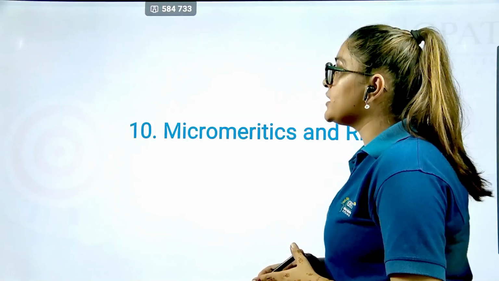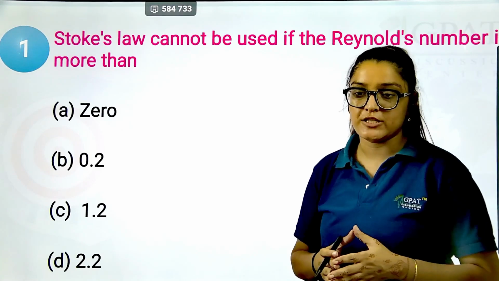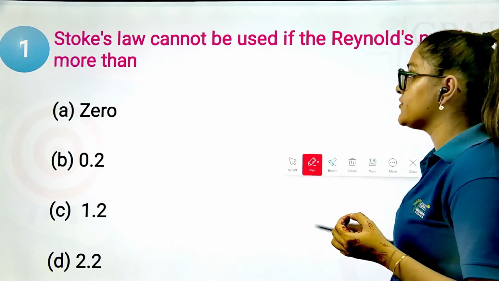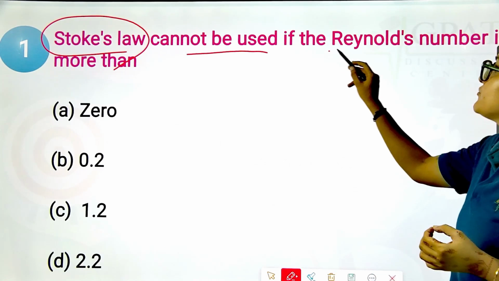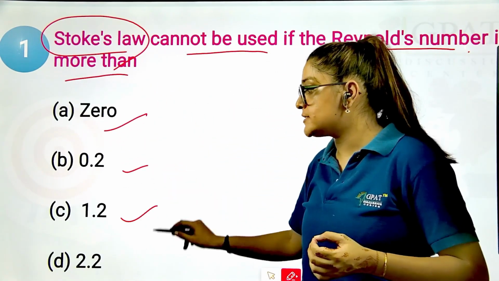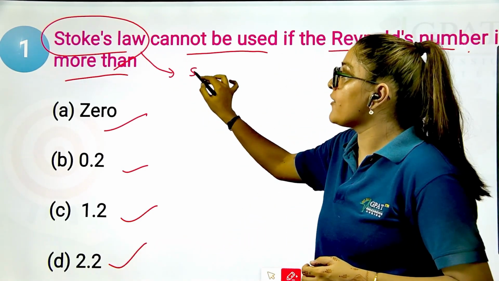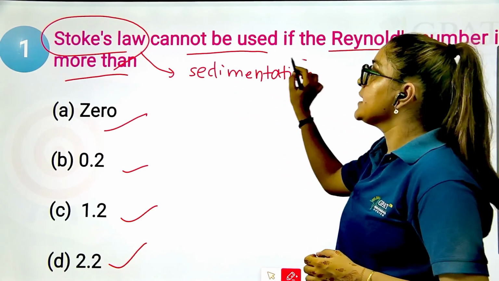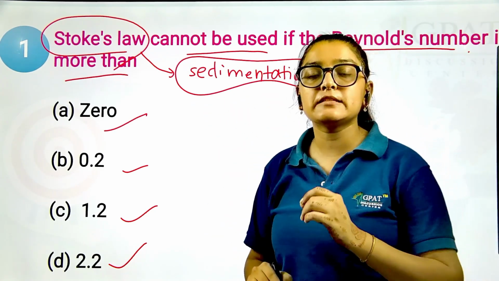So here, the topic that we are going to start with will be micromeritics and rheology. All right. The first question that we have here is on Stokes law. You all have heard about Stokes law in the sedimentation part. Stokes law cannot be used if the Reynolds number is more than 0, 0.2, 1.2 or 2.2. So those who remember the Stokes law equation, we have covered it in the sedimentation part. Alright. Now this sedimentation part is observed where the Andreasen pipette method, hydrometer method, balance method were discussed.